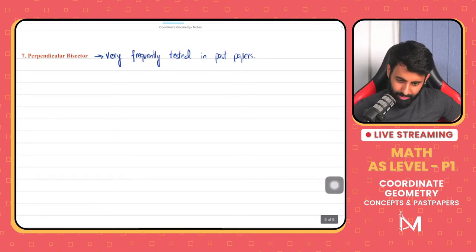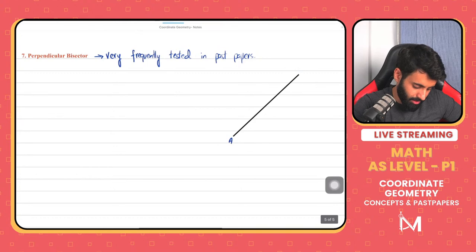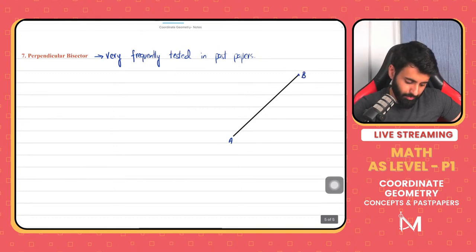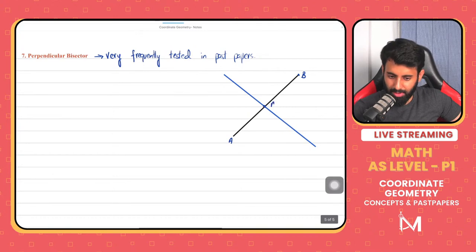So yeah, coming back. So how do we find out the equation of a perpendicular bisector? Let's look into that. So let's say you have a point A here and you have point B over here, okay? And you're asked to find out the equation of perpendicular bisector. So it's a 3-4-step process, okay, through which we find out the equation of perpendicular bisector. Okay, so let's do it step by step.